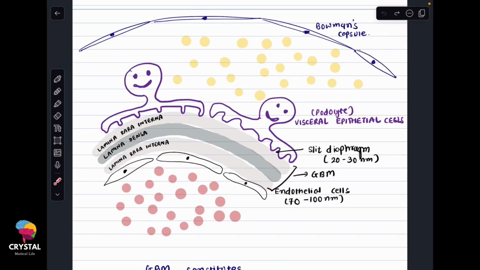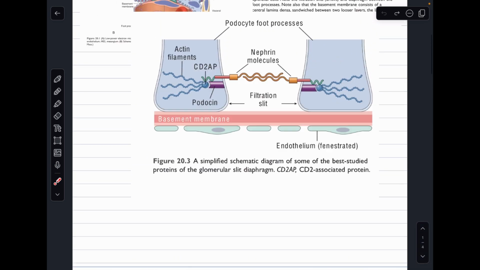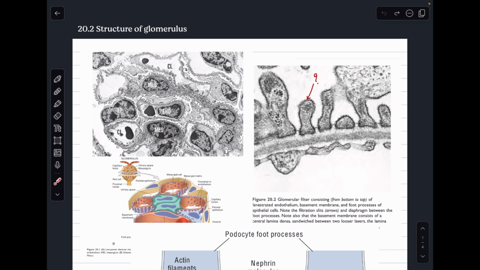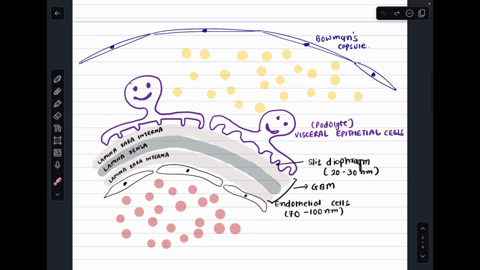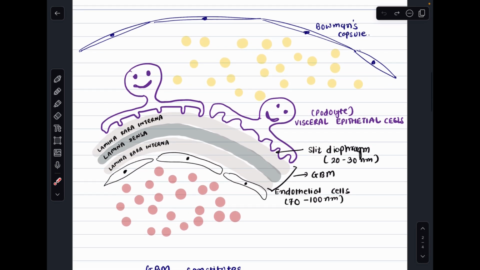Hello everyone. Today's video lecture is on structure of glomerulus, and it is a continuation of our previous video lecture, structure of glomerulus. So here is the handmade diagram of glomerular capillary wall cross section, and you can see the inside of the capillary. This one is the capillary lumen, and this one is the blood. Yes, this one is the endothelial cell, 70 to 100 nanometer in size.